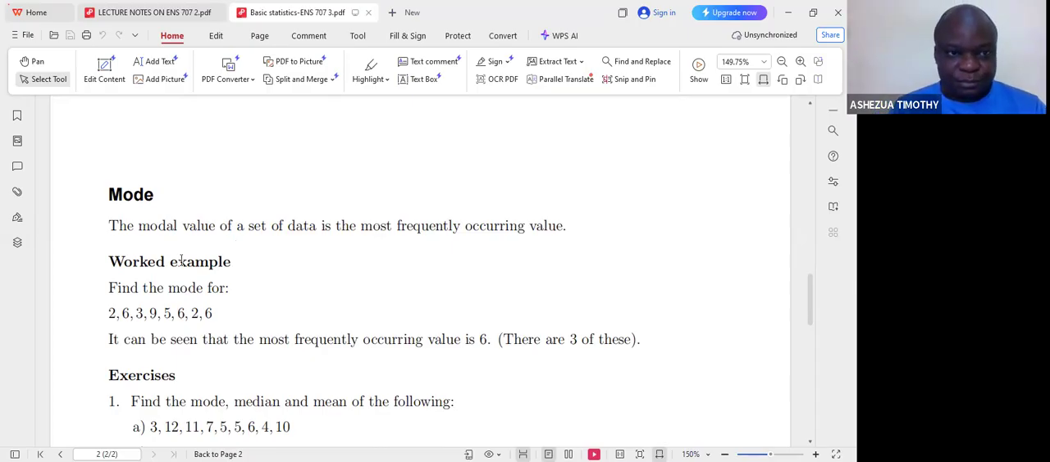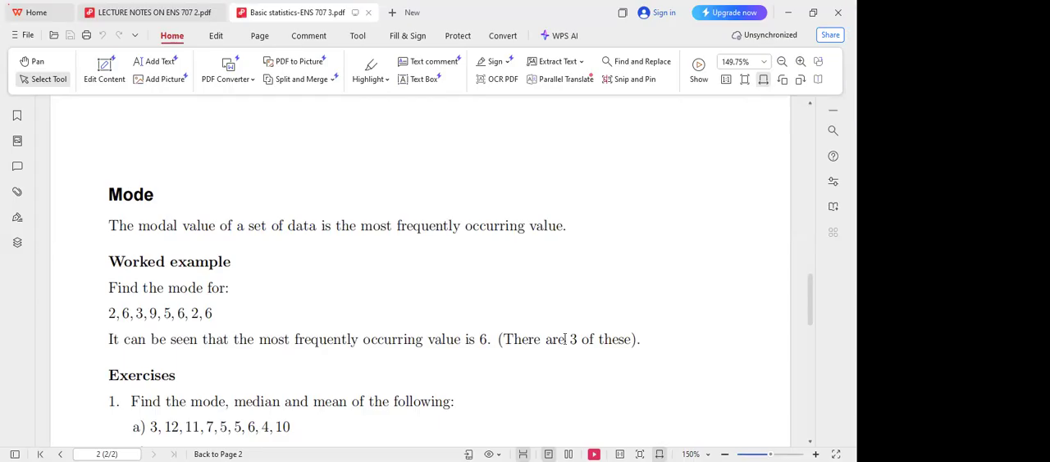Now, from this worked example, find the mode for 2, 6, 9, 2, 6, 3, 9, 5, 6, 2, 6. Here it can be seen that the most frequently occurring value is 6 because there are 4 of them. Do you see any other value that is most frequently occurring apart from 6? No, sir. Okay.